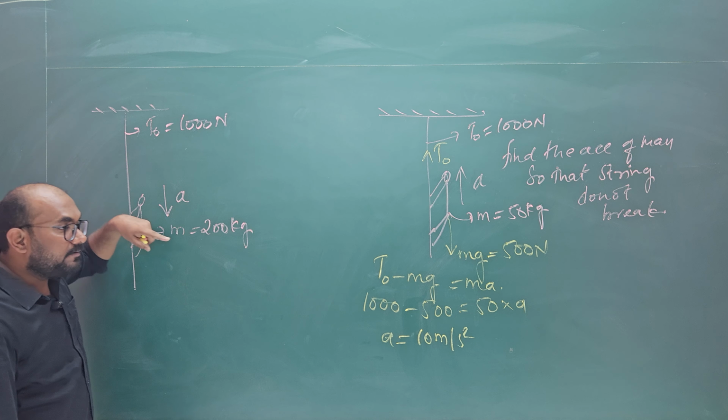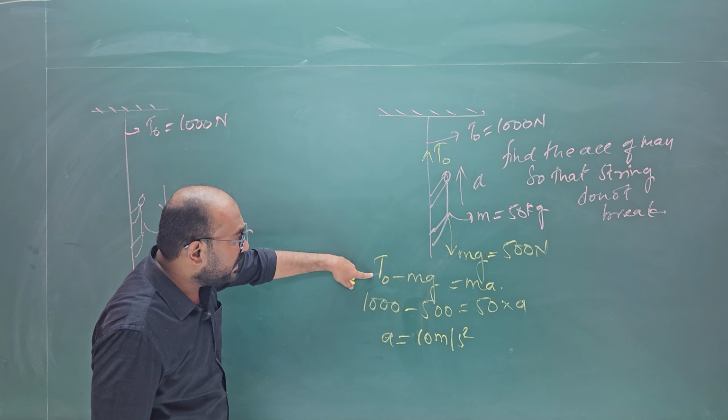Why? Whenever it is going in the upward direction, check this equation. This is the equation we write for the upward direction. That means I can say that T is nothing but ma plus mg. At rest, what do we have? T naught is nothing but mg.